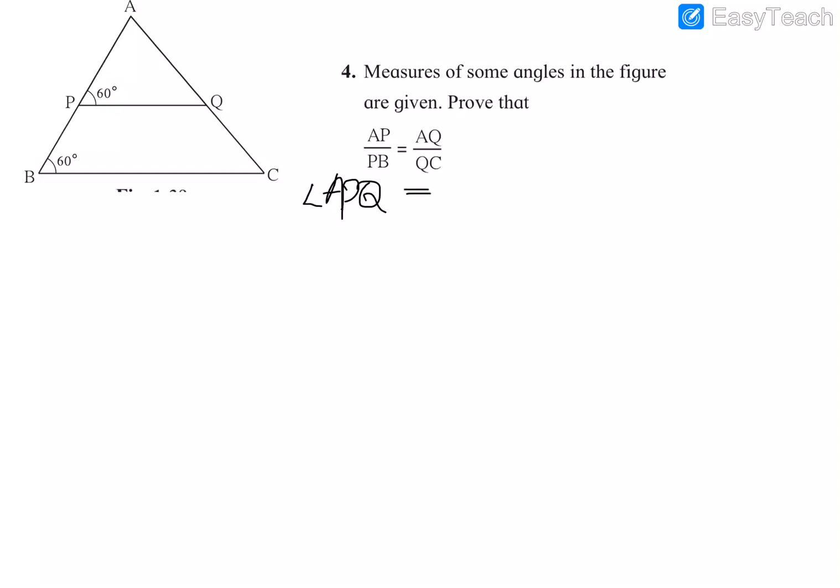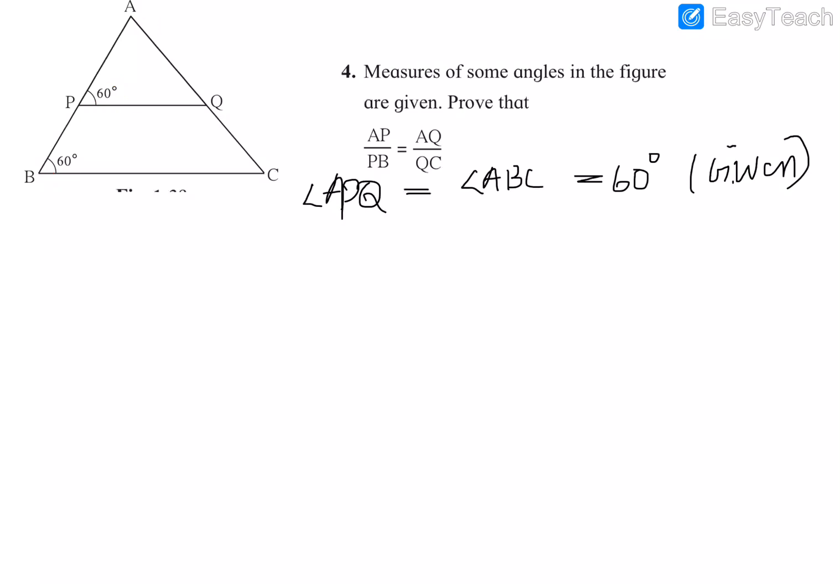Two angles are given in the question, so we can write that angle APQ equal to angle ABC is equal to 60 degrees. They have given in the question that APQ and ABC are 60 degrees. Also we need to write the reason. It is given.